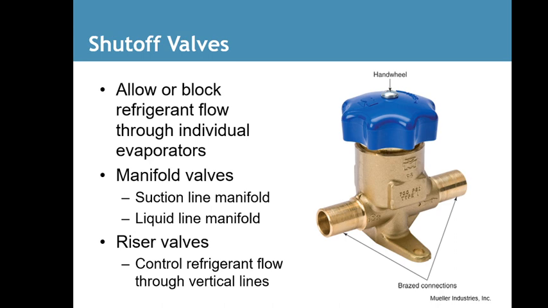Shutoff valves allow or block refrigerant flow through the individual evaporators. Manifold valves: suction line manifolds, liquid line manifolds. Riser valves control refrigerant flow through vertical lines. These are real common in commercial refrigeration systems or anything you see in the way of coolers for dairy products or frozen foods. And sometimes these are controlled by a solenoid where they turn off automatically when the system shuts down.